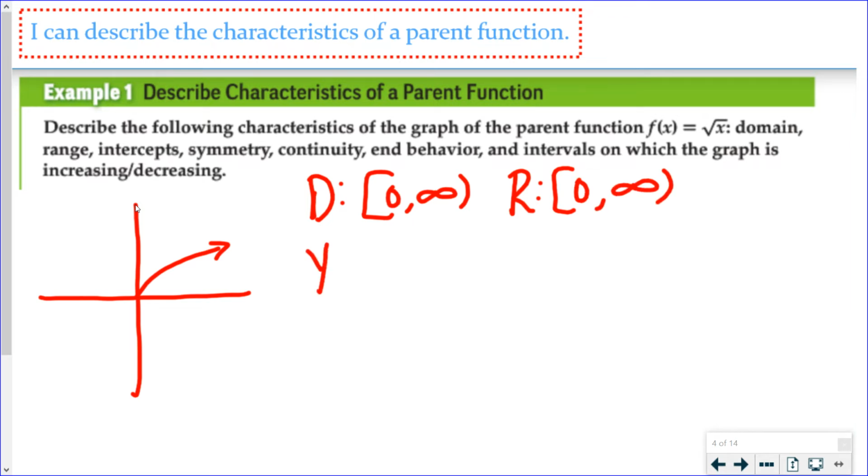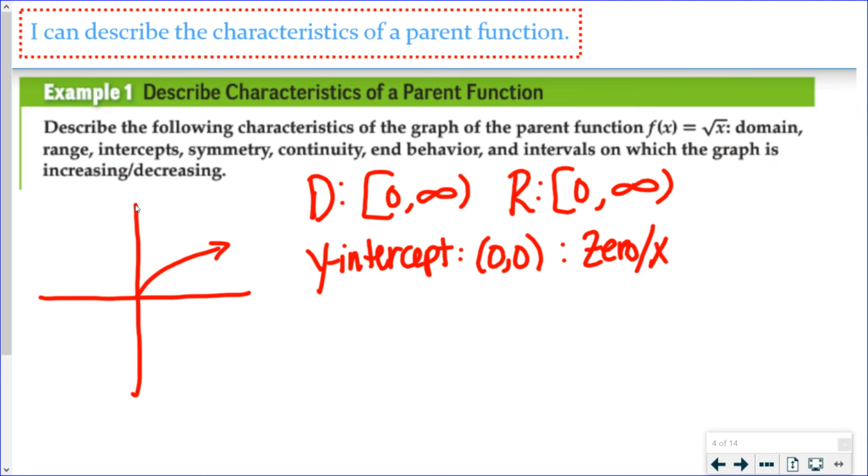My y-intercept, where does this graph cross the y-axis? It touches the axis here at 0, 0. So that is also my 0 or x-intercept. The x-intercept and y-intercept for this one are the same. Will that always be the case? No, but it works for this one.